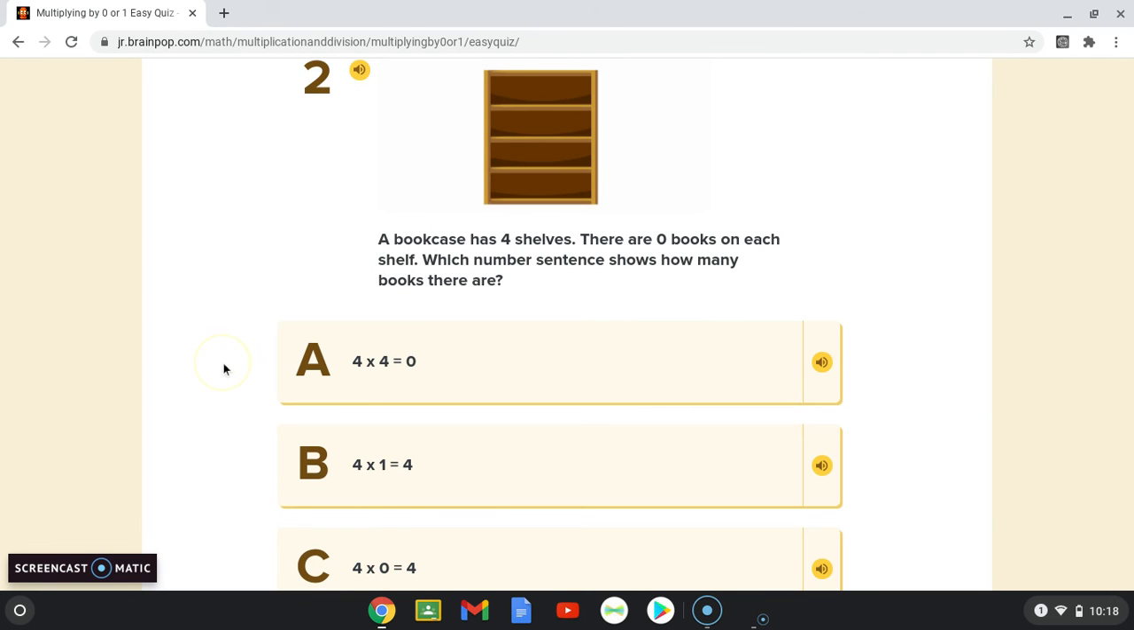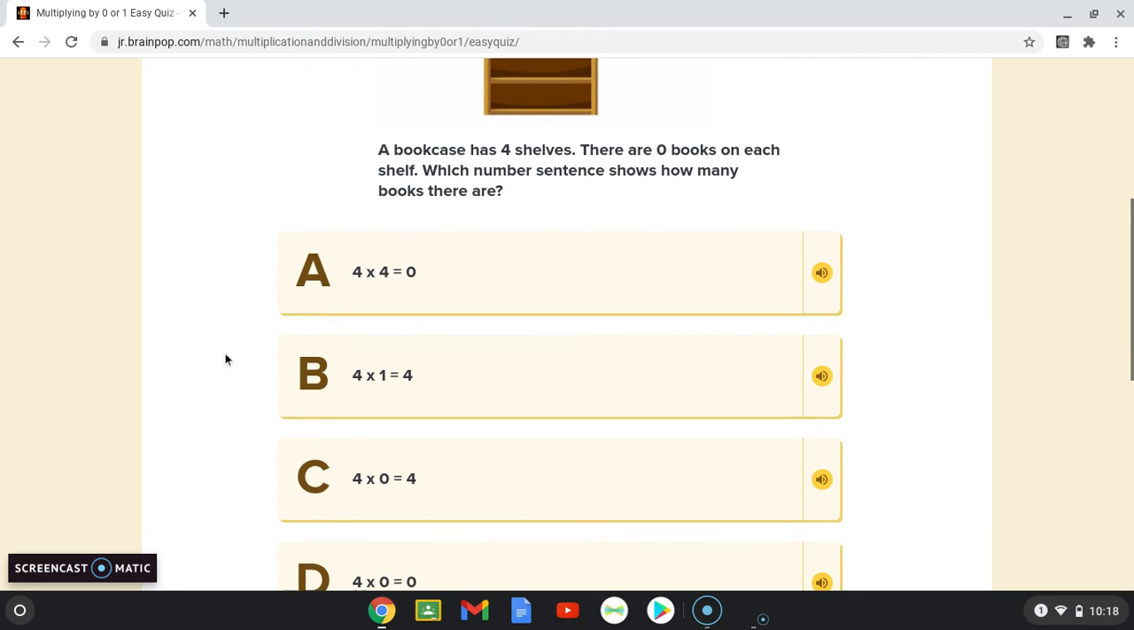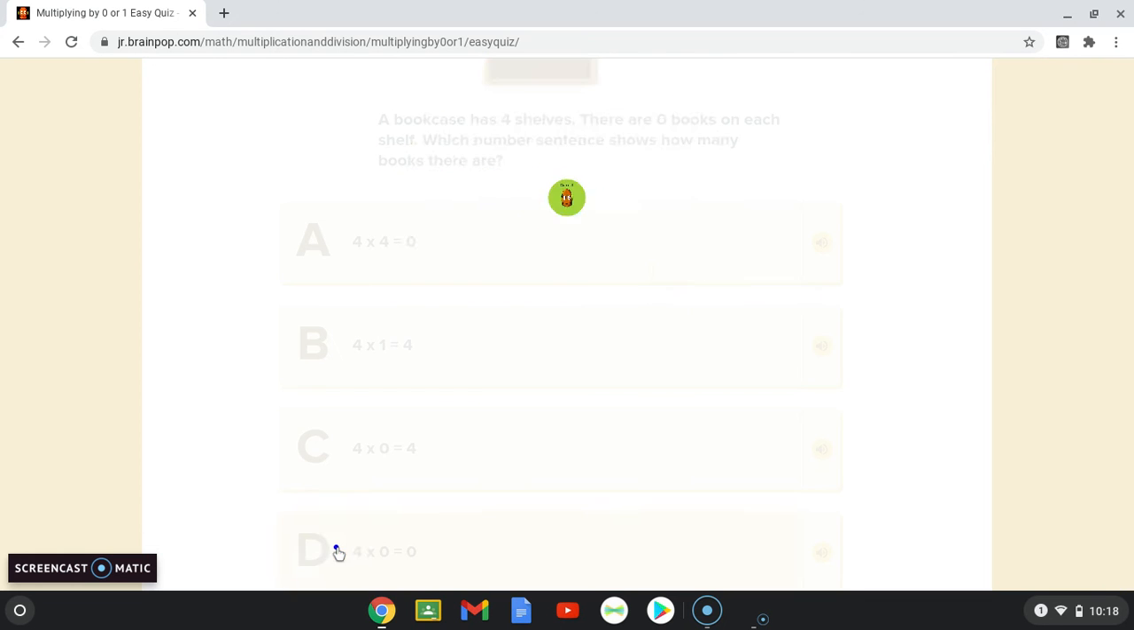A bookcase has 4 shelves. There are 0 books on each shelf. Which number sentence shows how many books there are? How many shelves were there? 4. How many books on each shelf? 0. So 4 shelves of 0 books. That's 4 times 0. What is 4 times 0? Any number multiplied by 0 is always 0. 4 times 0 is 0.